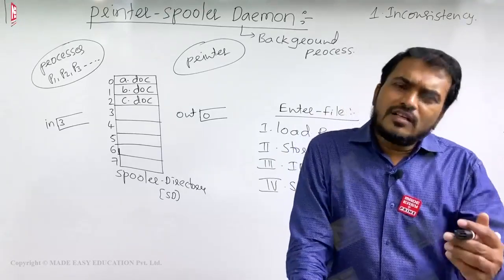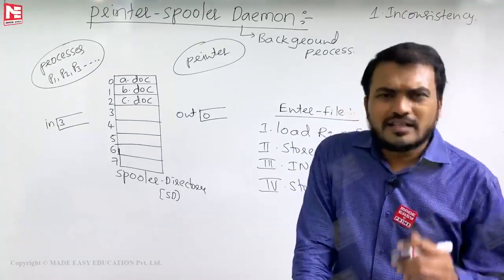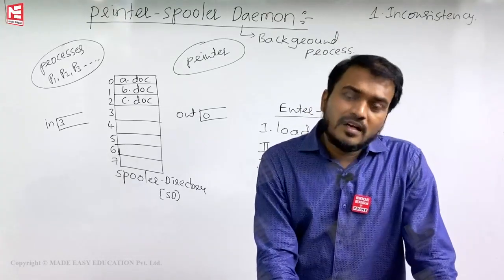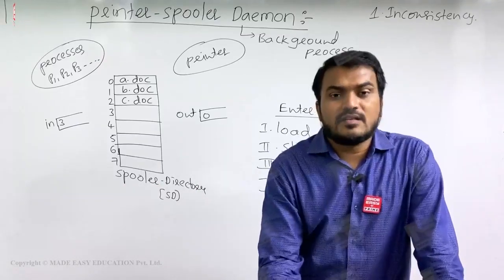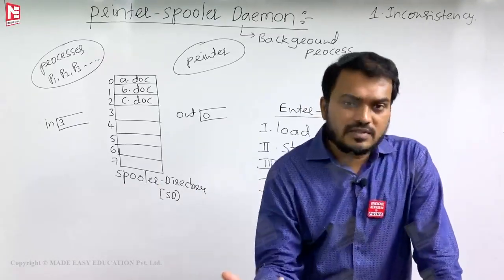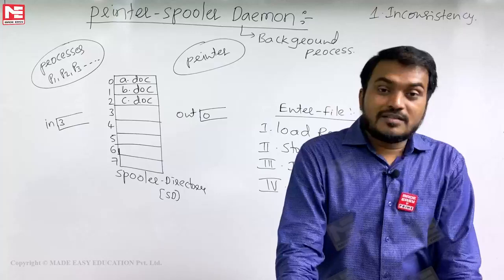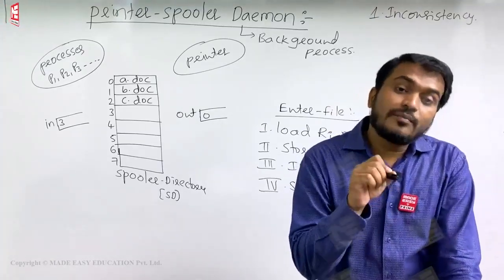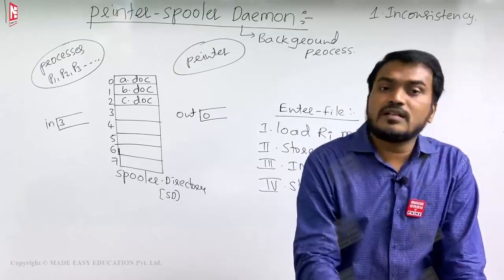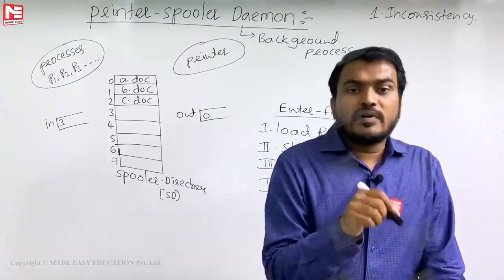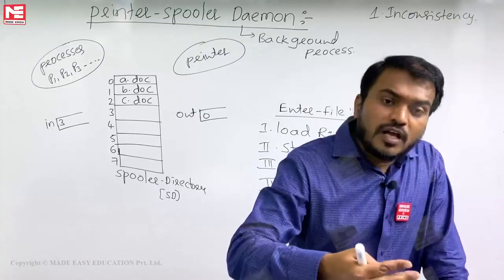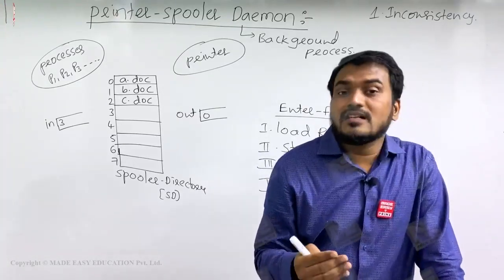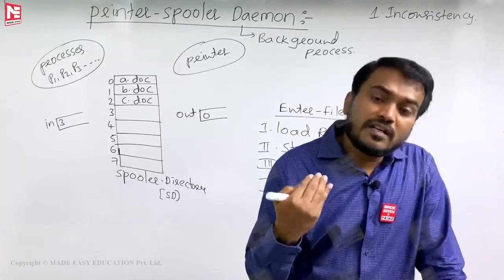If you want to see this spooler directory, you can clearly see it. If the internet center person is your friend, or if somebody is already working in an office, maybe in an IT company like Infosys, TCS, Google, Microsoft, you can simply double click on the printer button. Then you can clearly see which document is being printed by whom, the name of the document, the number of pages, and who is printing which document.